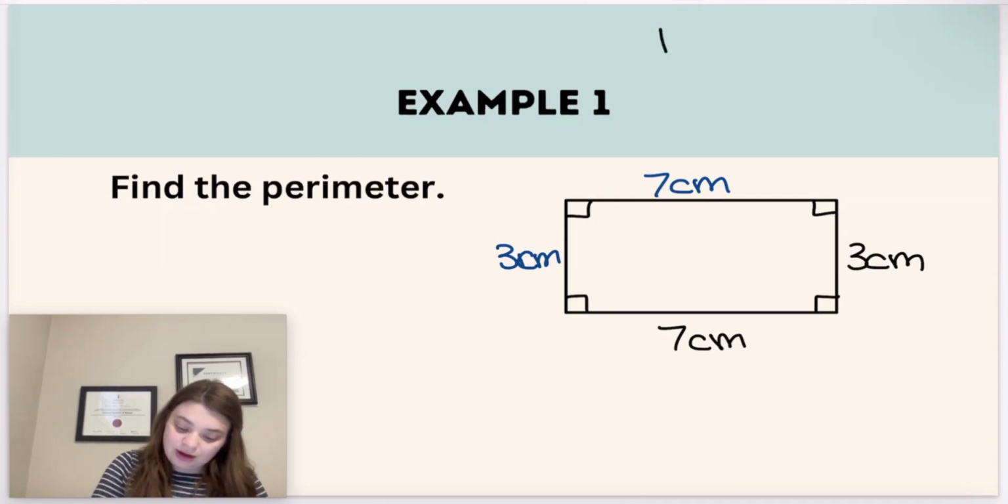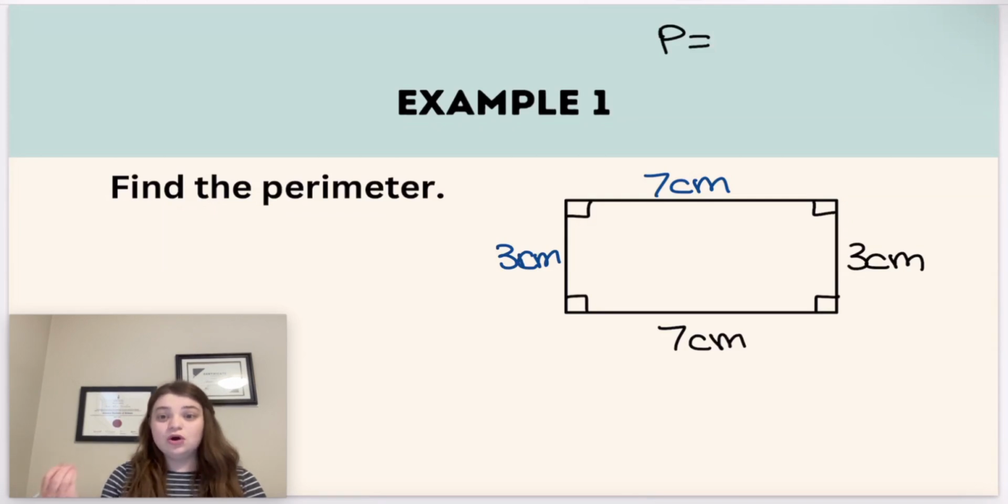So to find the perimeter, I could use 2L plus 2W, which is our official equation, or I could just add up the four sides. And either way, I'll get the same thing. I'm going to go through both methods today. So first, let's go over what we would do if we just wanted to add up all the side lengths.